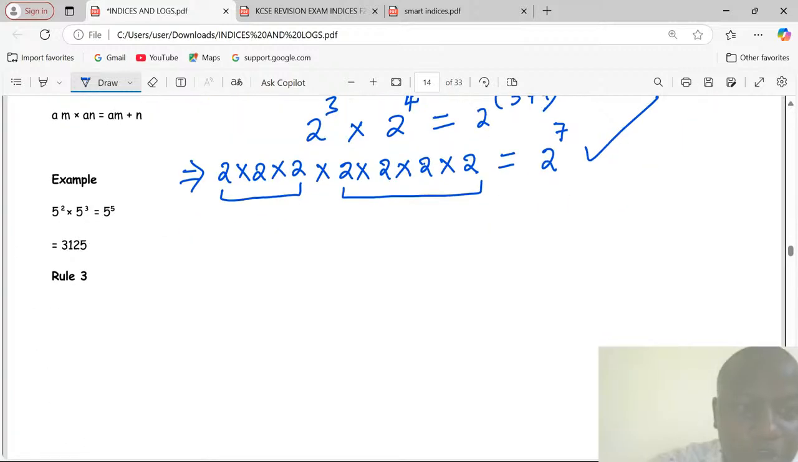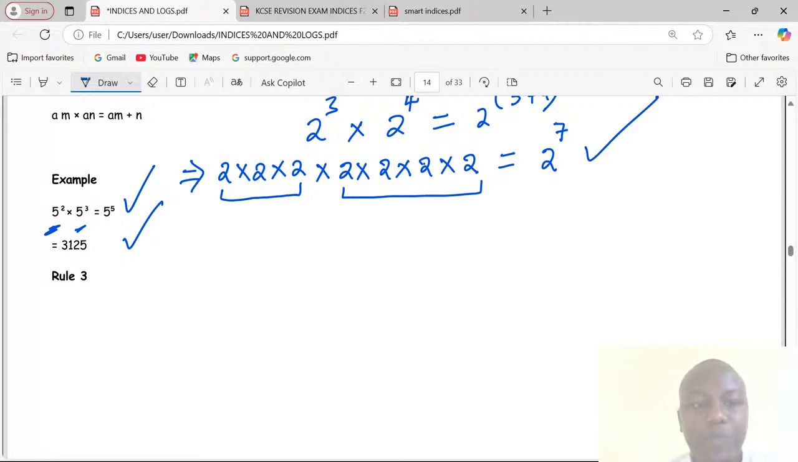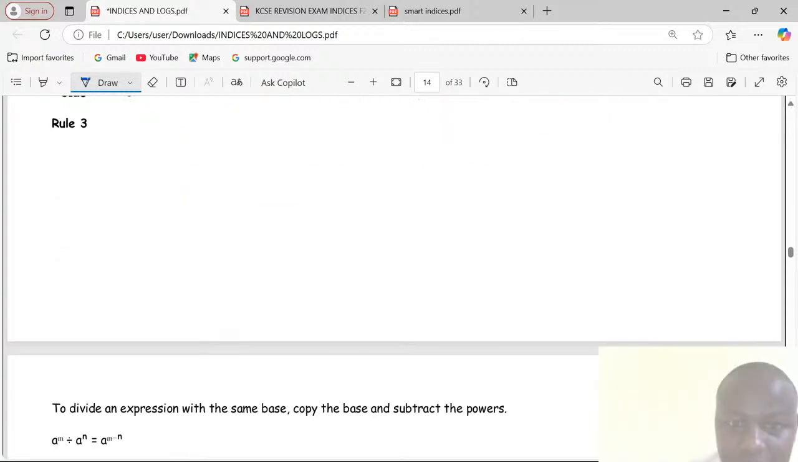So when you are told to work out, for example, 5 power 2 multiplied by 5 power 3, then simply it will be 5 power 5, which is equivalent to 3,125. So that is how you'll be handling an index equation or an index question, whereby you are evaluating and what you have is similar bases with different powers.